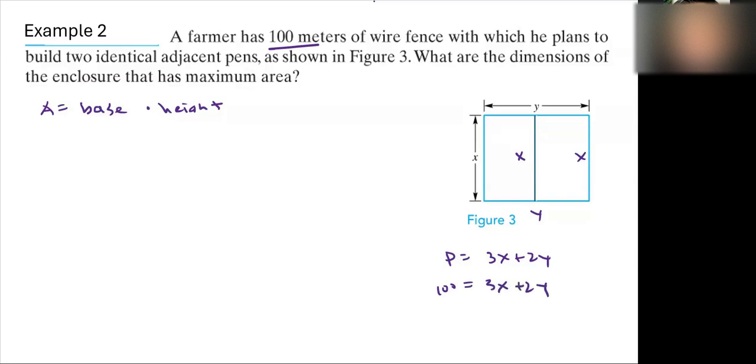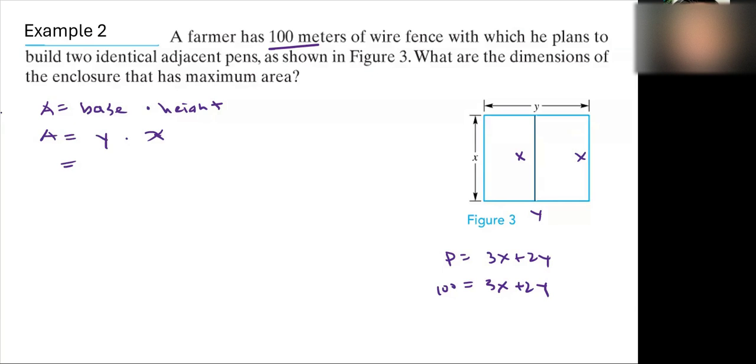Now we need to write down our other formula. We said the area is base times height. So the base in this case is going to be y, and then the height is going to be x. So that's going to be our area: y times x. Do we know y? Well, we can find out. We need to use our perimeter formula to find y. So we just need to solve for y here.